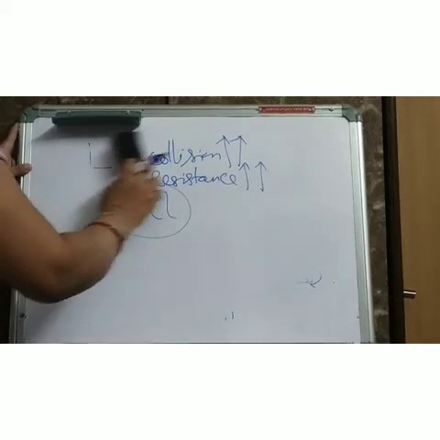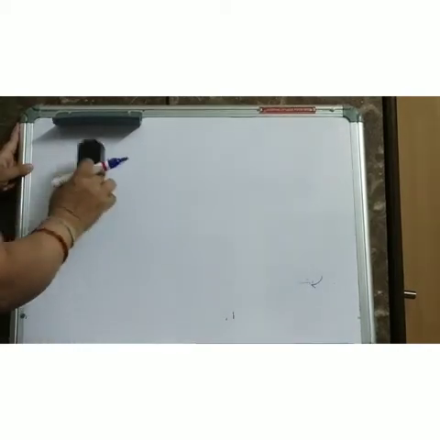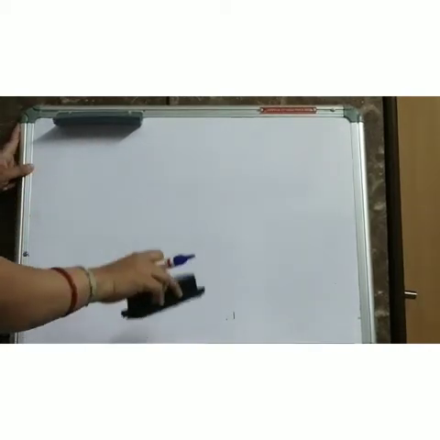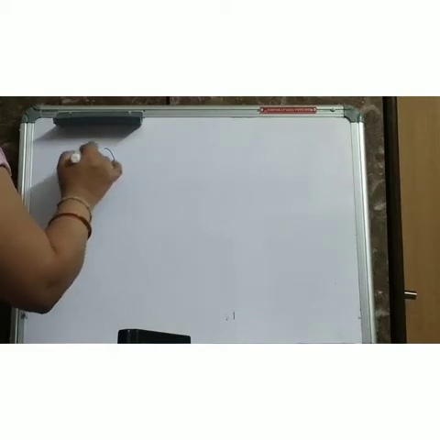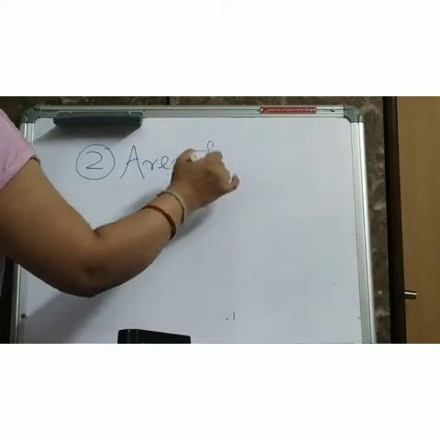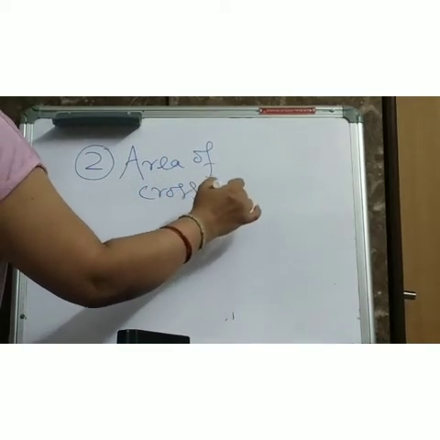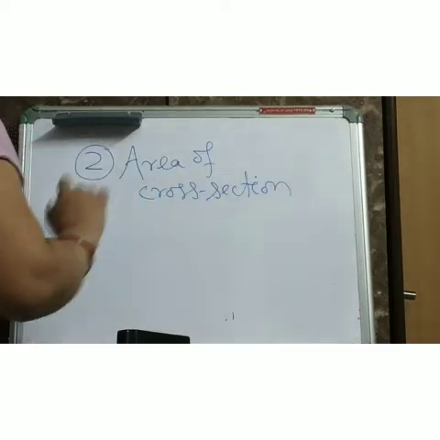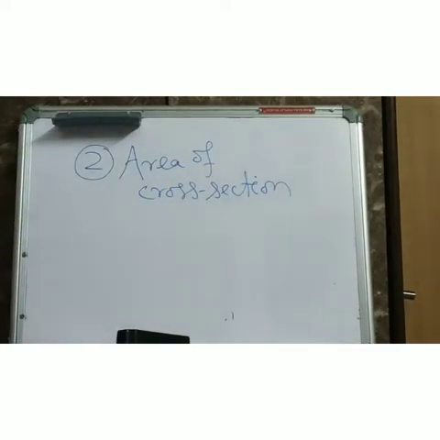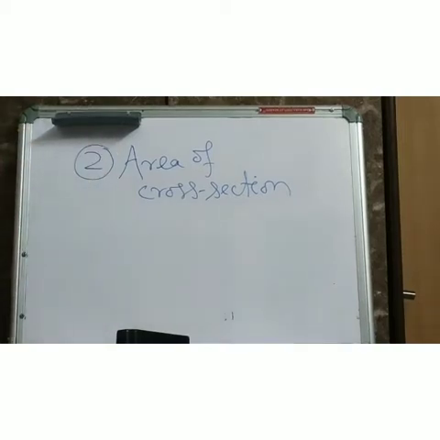Then what is the second factor that is affecting our resistance? The second factor is area of cross section. So first is length of the conductor, second is area of cross section. I am repeating all these points so that while going through this video, it will help you to memorize easily. When you go through the book or notes, it will not be a trouble for you to memorize the things.